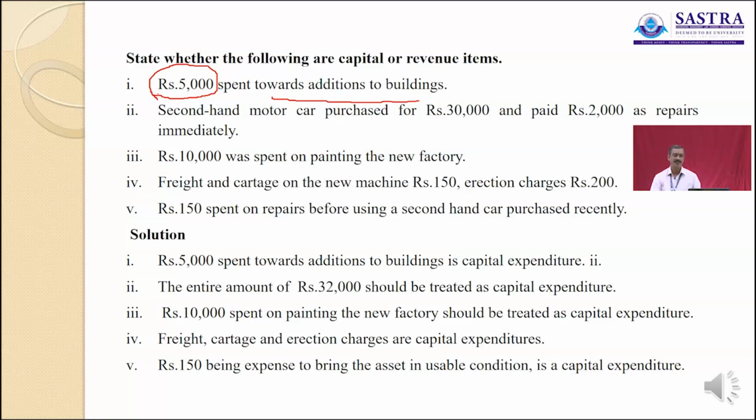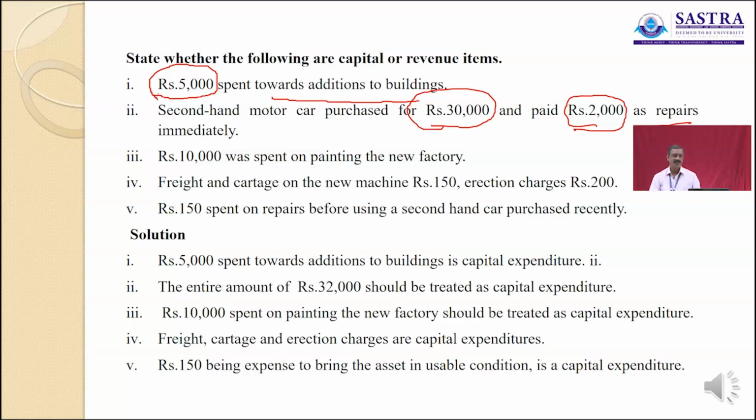Then, a second-hand motor car purchased for rupees 30,000 and paid rupees 2,000 as repairs immediately. Here, the second-hand motor car is purchased for 30,000 rupees and you have paid 2,000 for its repairs immediately. So how would you treat it? The second-hand motor car is a long-term item for which upkeep expense of 2,000 is paid, meaning upkeep of the motor car, to put it in operation or run it for more than one accounting period or for the long run.